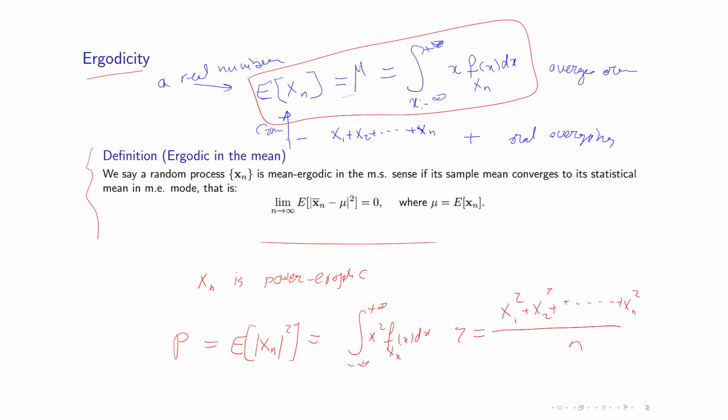I say zn. If the limit of zn minus p, to the power of, here instead of mean square I put L1, becomes equal to 0 as n goes to plus infinity, then I say that x of n is power ergodic in the L1 sense. If you put 2 here, it becomes the mean square sense.